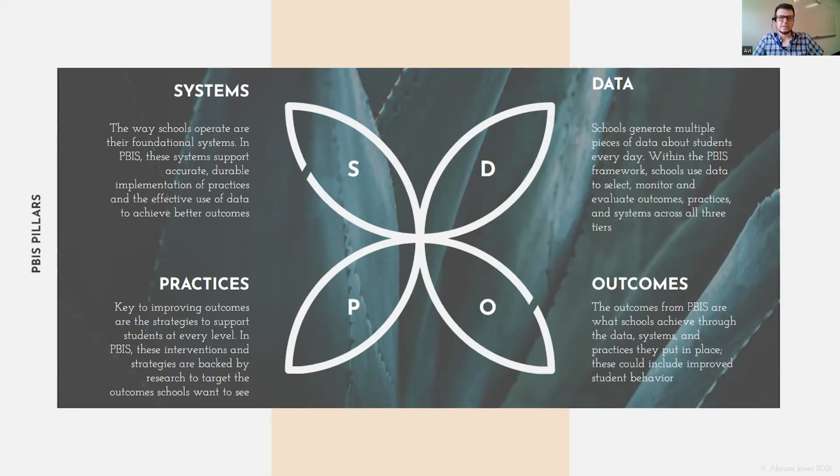Okay, the effective use of data. Schools generate multiple pieces of data about students every day. Within the PBIS framework, schools use data to select, monitor, and evaluate outcomes, practices, and systems across all three of the tiers. We use these data to achieve better outcomes, don't we? The outcomes from PBIS are what schools achieve through the data, systems, and practices they put into place. These could include improved student behavior. That is the goal, isn't it?